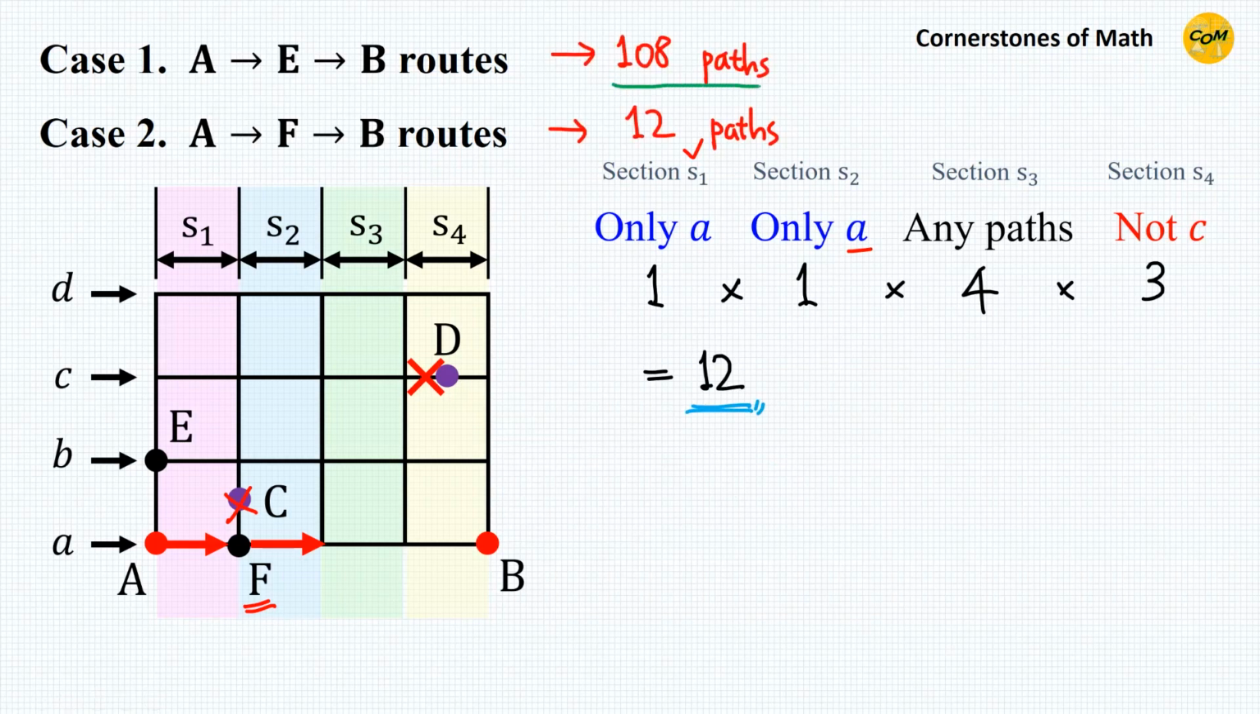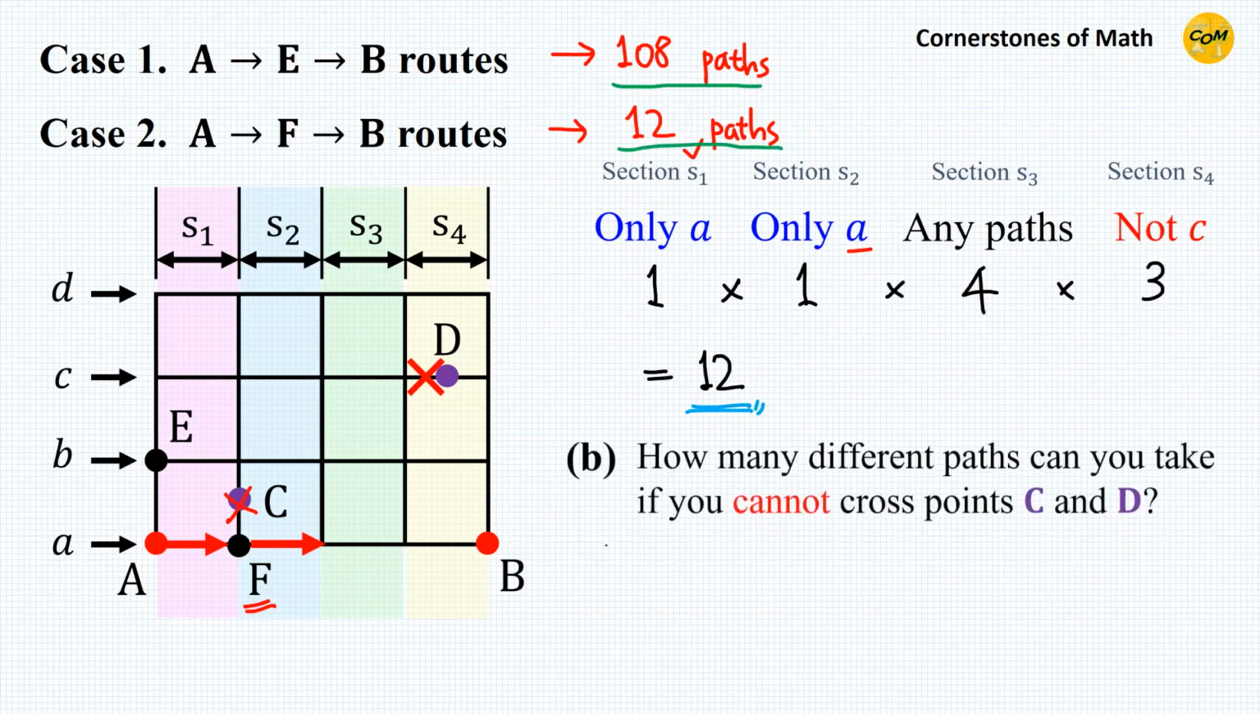Therefore, combining these two cases, the number of ways possible is 108 plus 12, which is 120.